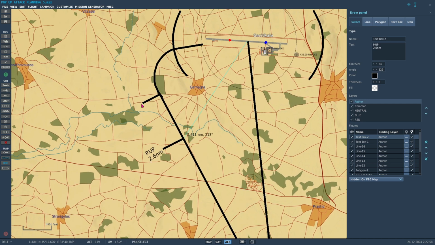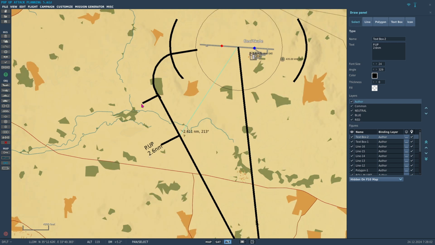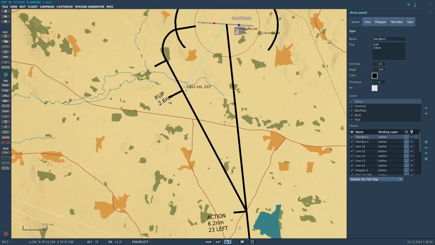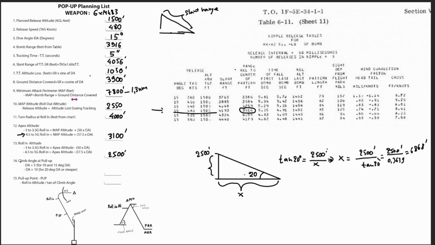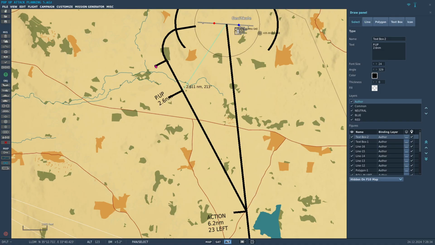The text box for the pull-up point is ready. Now I need to write the text box for the rolling point. So I need to get back to my calculation to gather the information I need to put there. Rolling altitude 2500 feet, and again with the text box feature I add this information to the rolling point tick mark, like this.